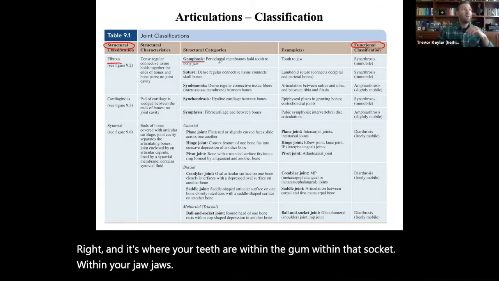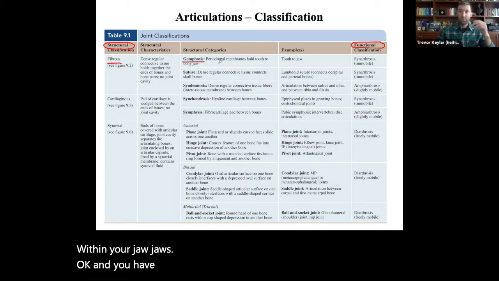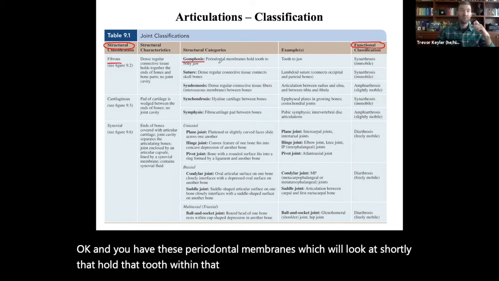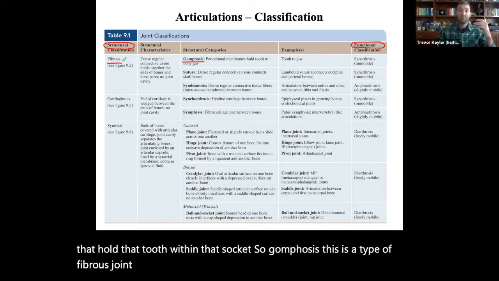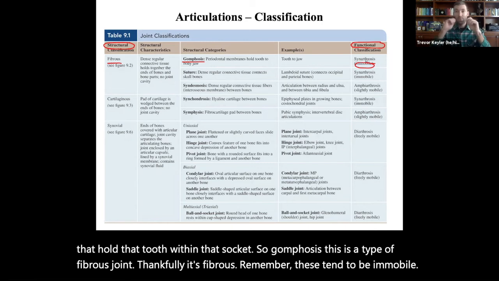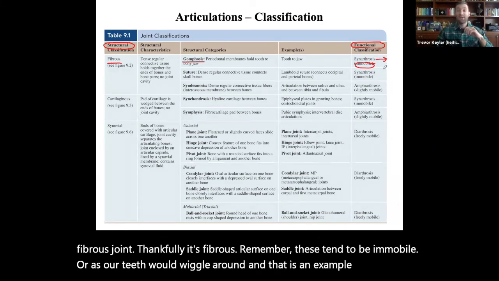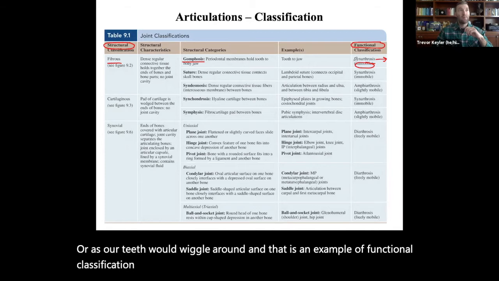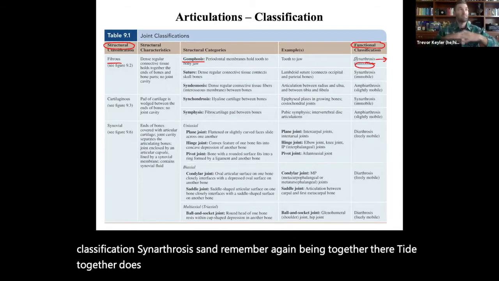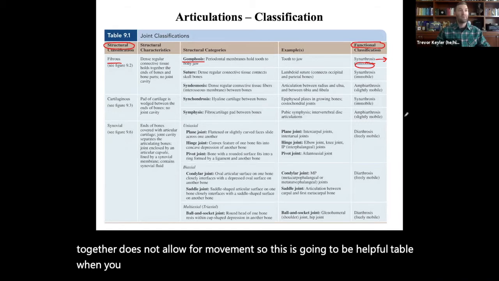Okay. And you have these periodontal membranes, which we'll look at shortly, that hold that tooth within that socket. So gomphosis, this is a type of fibrous joint. Thankfully, it's fibrous. Remember, these tend to be immobile. Otherwise, our teeth would wiggle around. Okay. And that is an example of functional classification, synarthroses. Syn, remember, again, being together. They're tied together, does not allow for movement. So this is going to be a helpful table when you work through these different structures.